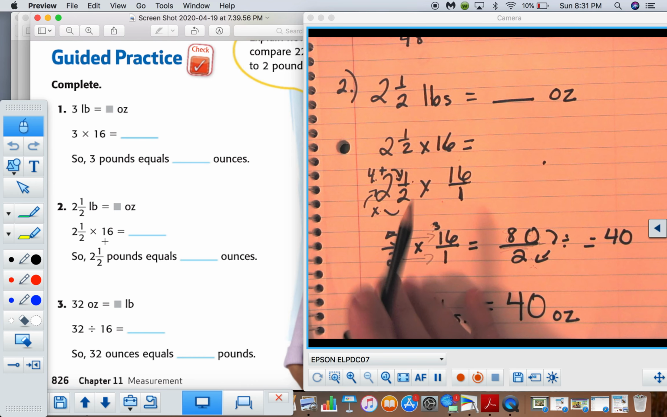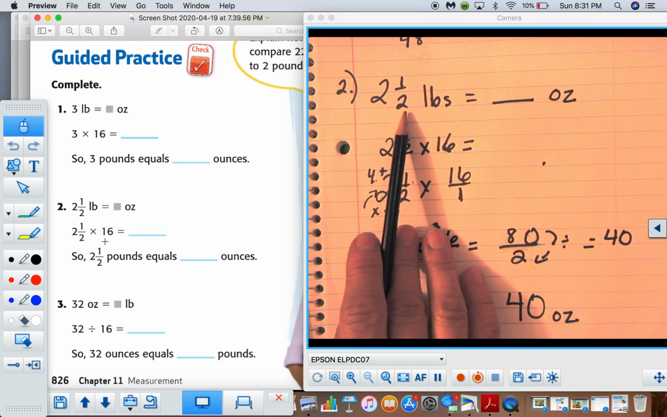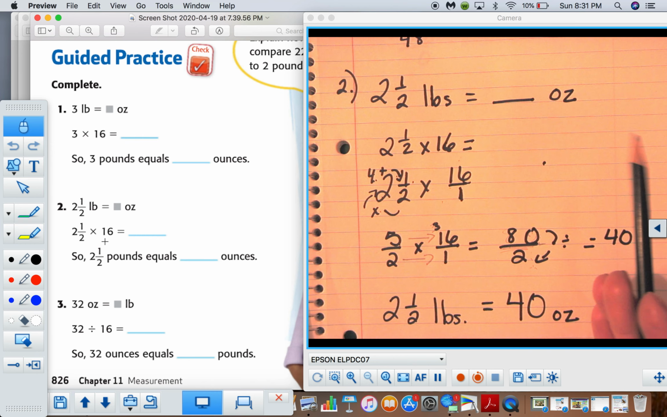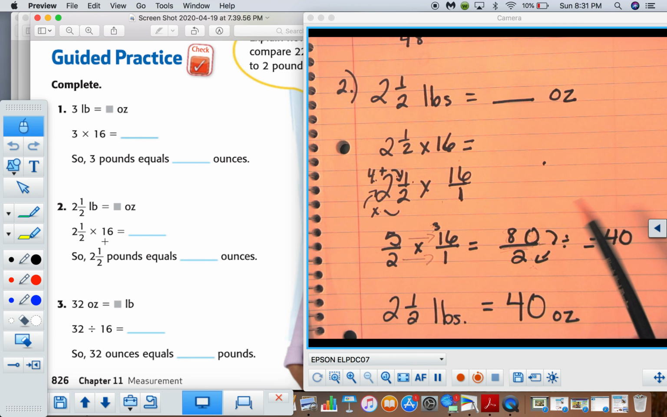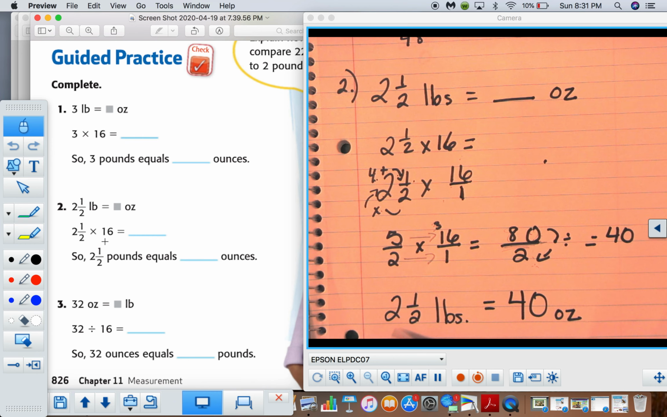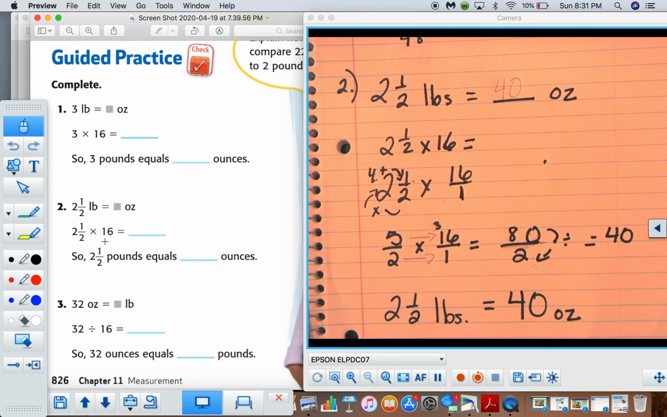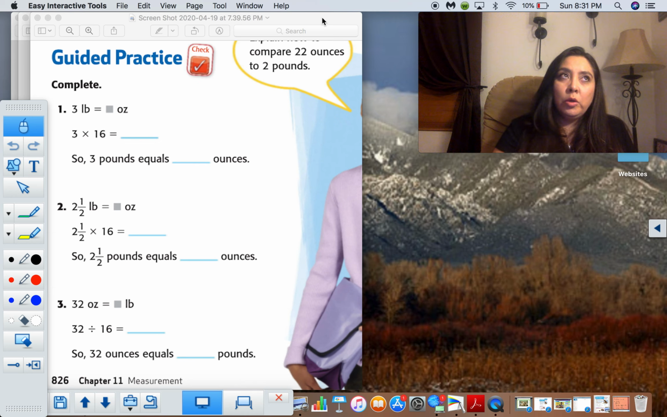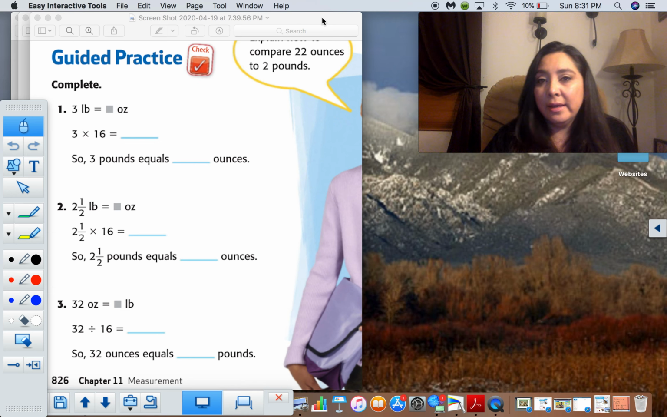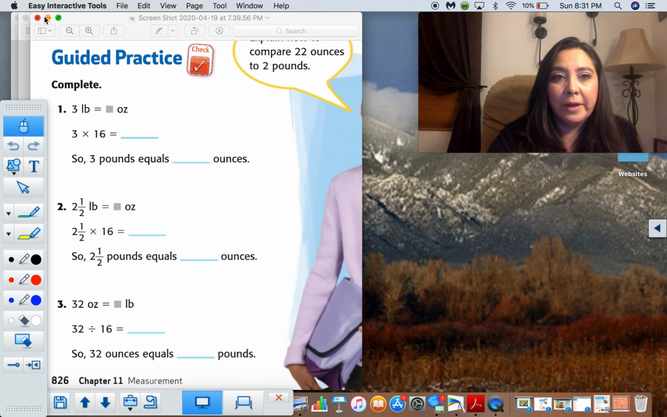So I'm going to go back to my problem where 2.5 pounds is equal to how many ounces? Well, I know after solving this problem that 2.5 pounds is equal to 40 ounces. So 40 was the unknown. It might be a little tough for you to understand this. So what I recommend is you pause the video and rewind to a spot where you might have got a little lost and take the video a little bit slower, okay?